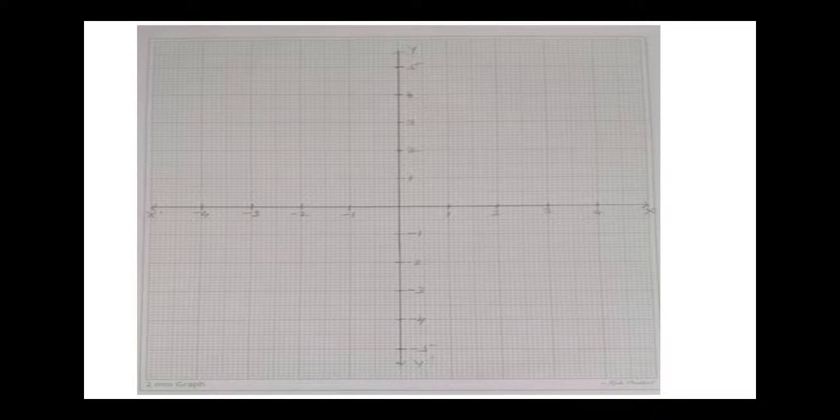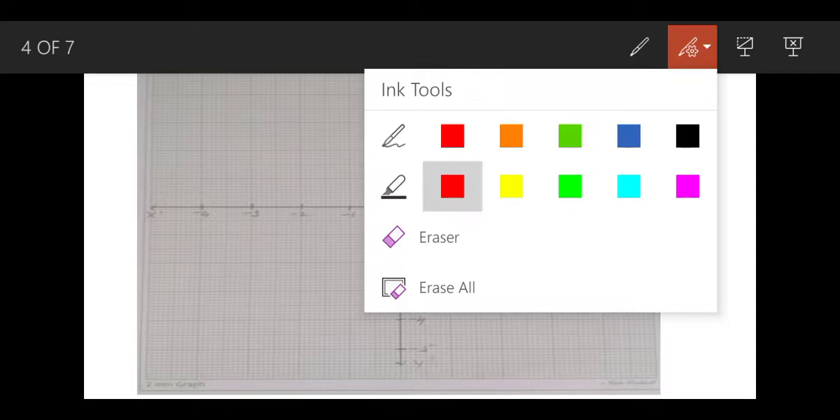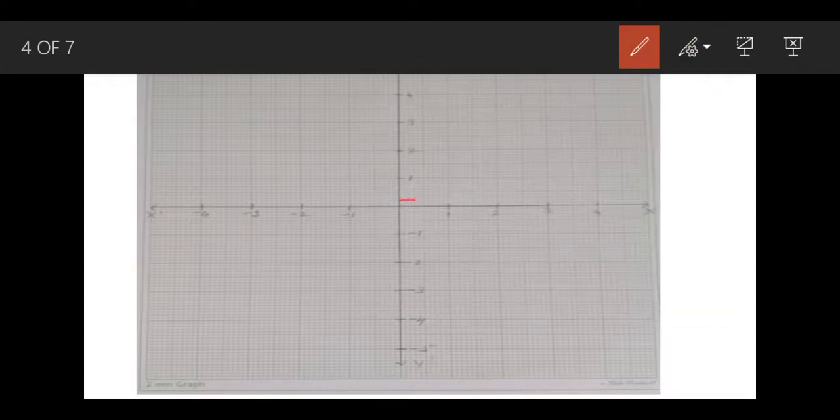We'll see a few more points. Suppose we have to mark 0, 0, then it will be this point. This point, the intersection of the two coordinate axes, is known as the origin and is represented by 0, 0. Suppose we have to mark 3, 0. So here, this point on the x-axis, the value of x is 3 and the value of y is 0. So this point will be 3, 0.